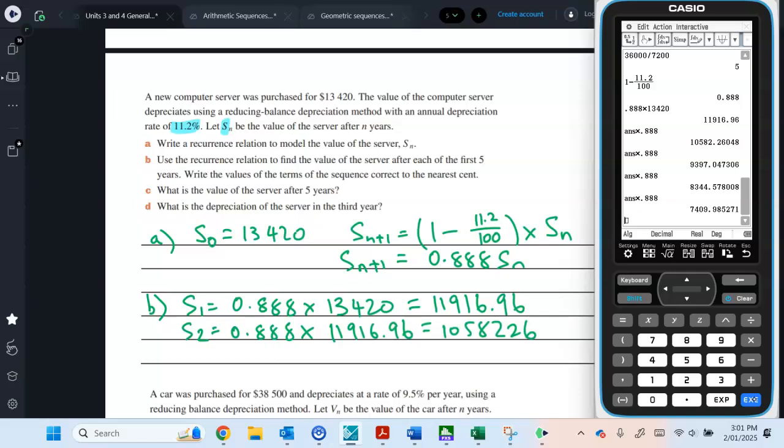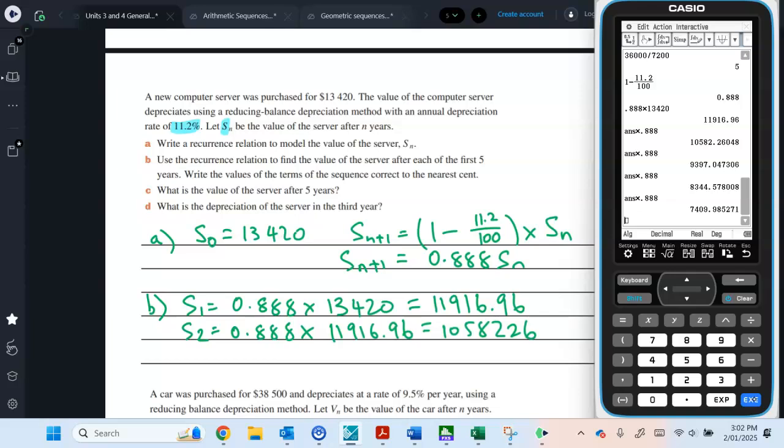First 5 years, write the values of the terms of the sequence correct to the nearest cent. What is the value of the server after 5 years? Okay, well, after each of the first 5 years, okay. What is the depreciation of the server in the third year? All right, so let me just do that on my calculator.